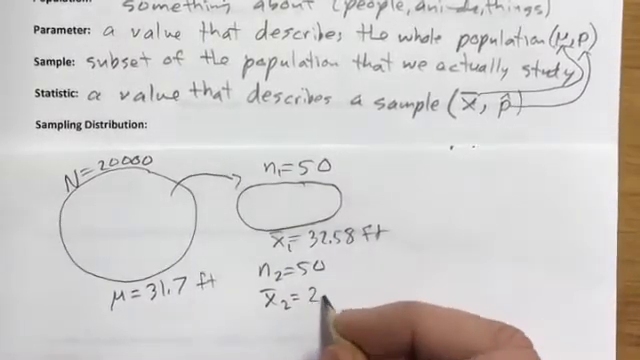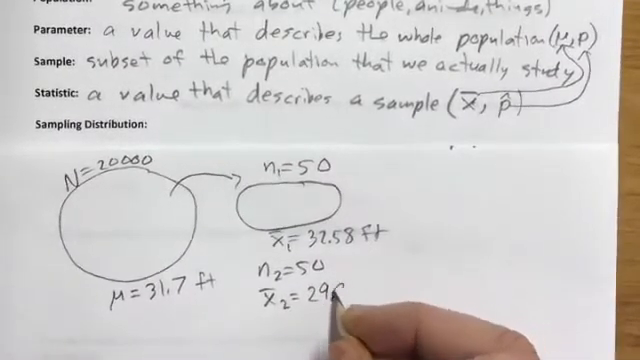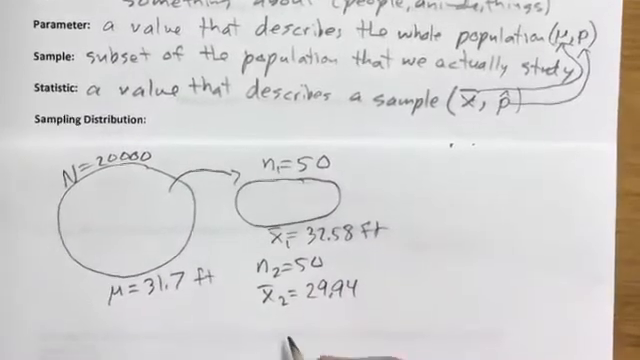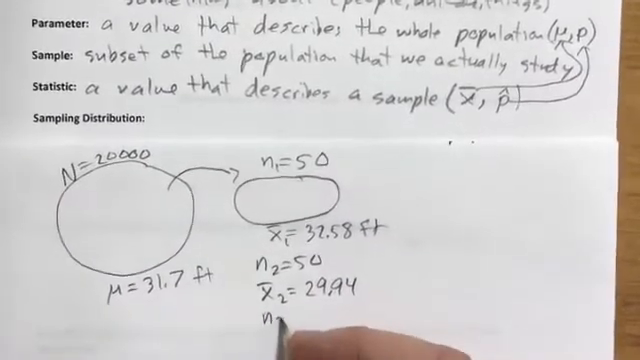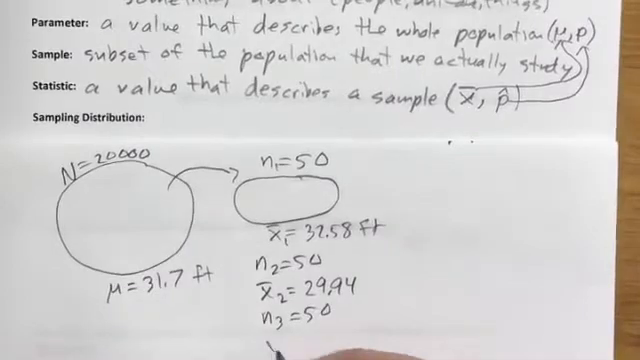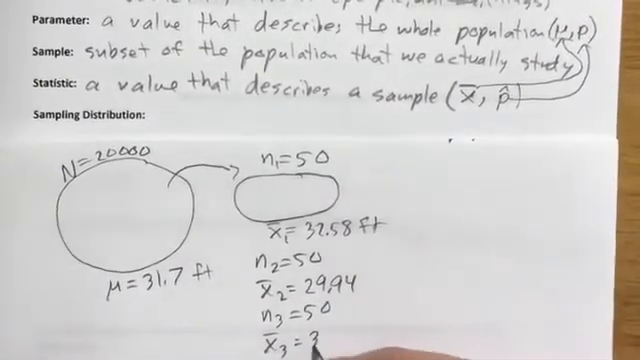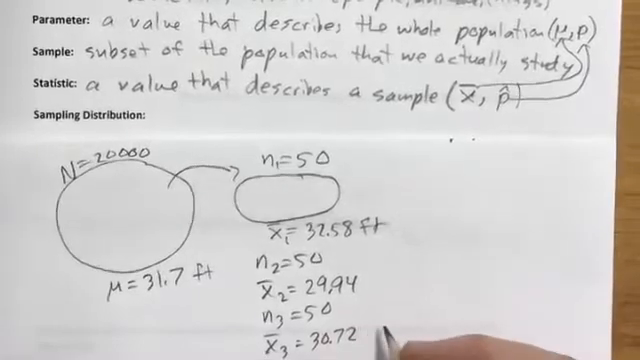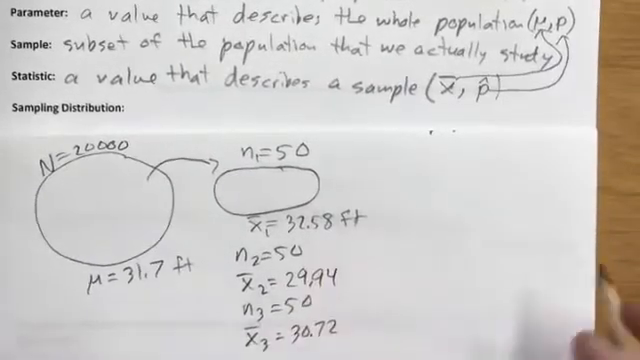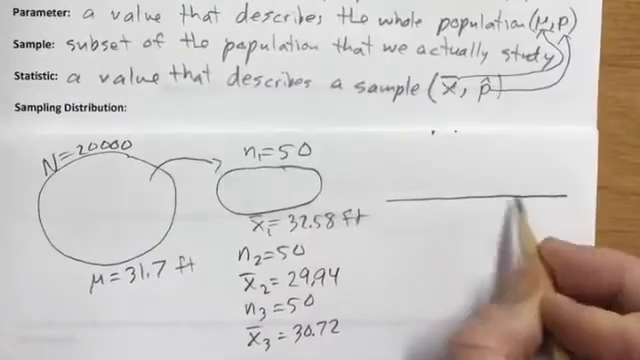And so let's just pretend that's 29.94, let's say. And so that's another. And then if I took another sample, a third sample of size 50, and found another X bar, once again, it's going to vary. So let's say it's 30.72 feet. All right. And if we kept going on, let's graph this situation here.